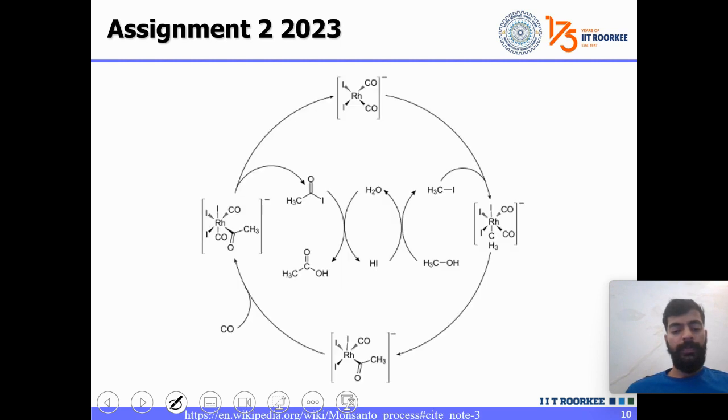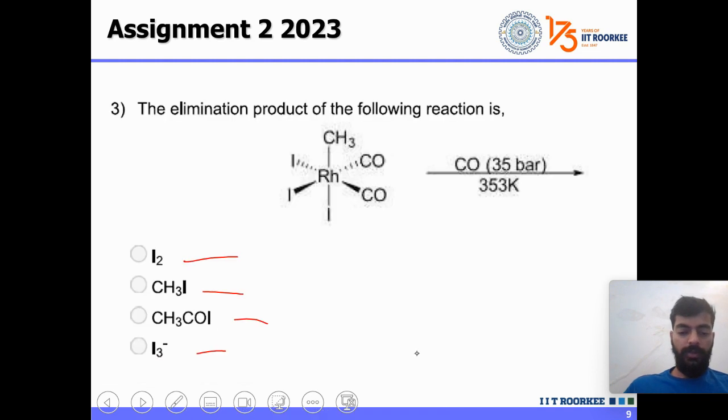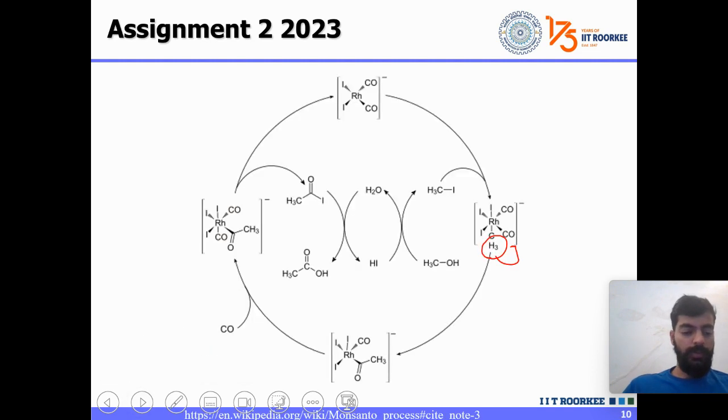So, if we see, this is the Monsanto process, and it works from here. If we see here, methyl iodide comes in the cycle, and here the complex formation, it comes here, migration and the complex formation. Complex formation.